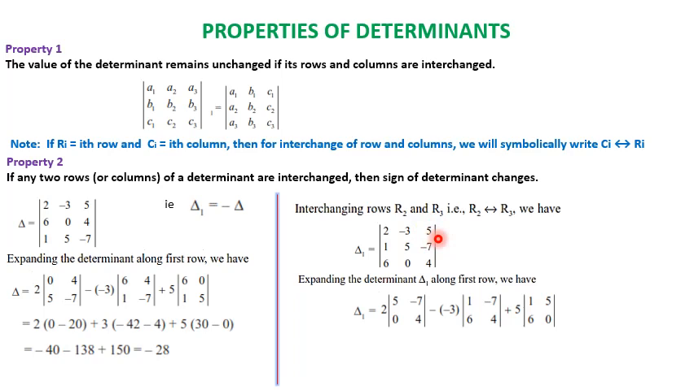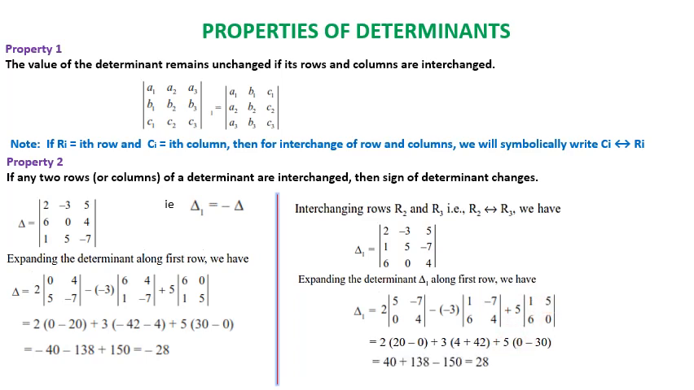Next, this element is first row third element, 1 plus 3 is 4, an even number, that's why the sign is plus. 5 into, row and column gone, the balance is 1 5 6 0, it's written here. Then just expand it: 2 into 5 into 4 is 20, 0 into minus 7 is 0, minus into minus plus 3 into 1 into 4, that is 4, minus into minus plus 6 into 7 is 42. Next, plus 5 into 1 into 0 is 0, 6 into 5 is 30.